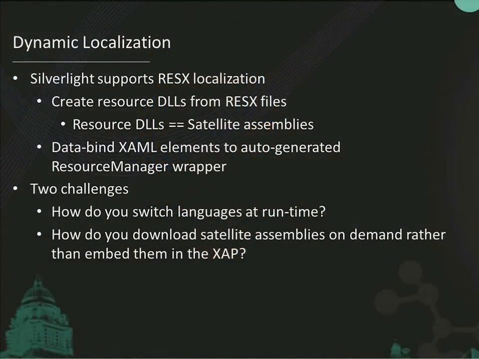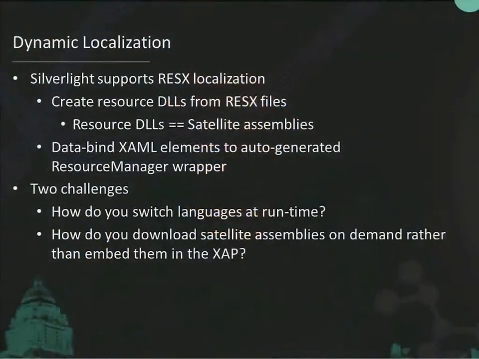Is there a way we could get those resource assemblies out of the XAP, and then at runtime, once we've determined what language we want to display, load the corresponding satellite assembly then? Well, the answer is yes. In fact, since a satellite assembly is just an assembly, we can load it with AssemblyPart.Load the same way we load System.Windows.Controls.dll. So we'll do a little bit of factoring. We'll separate out those resource assemblies. We'll download them when we need them and only if we need them.